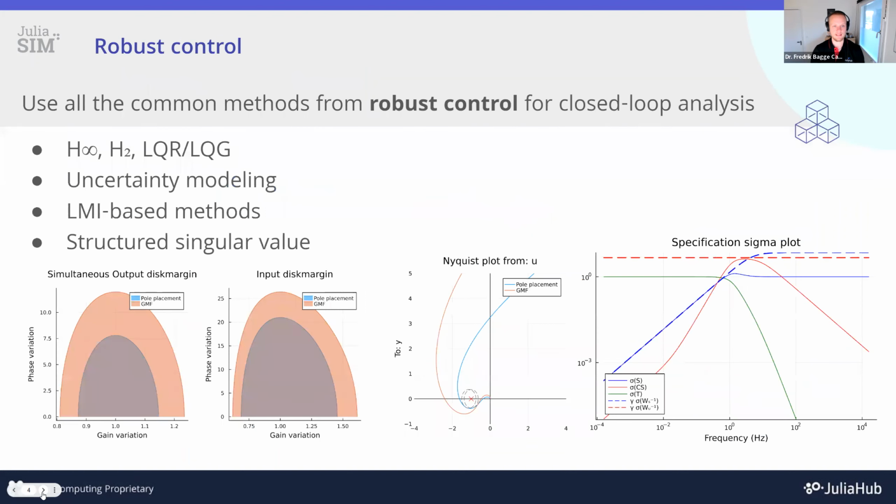So if we move to the next slide, I also want to highlight that we don't only have model predictive control capabilities. We have all your standard robust control features as well, such as H-infinity, H2, LQR control, modeling of uncertainty, which is something the control engineer is very often quite keen on doing, and LMI-based more advanced synthesis methods. So we can calculate stuff like disk margin, and you can, of course, calculate frequency responses and Nyquist plots and all that standard stuff we've got covered.